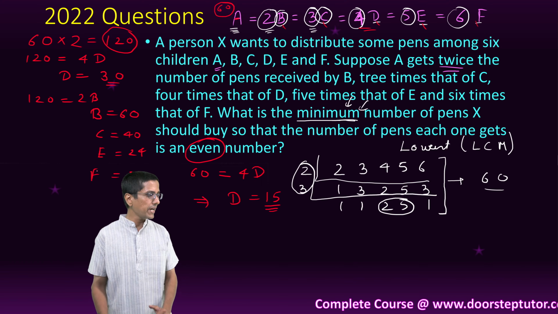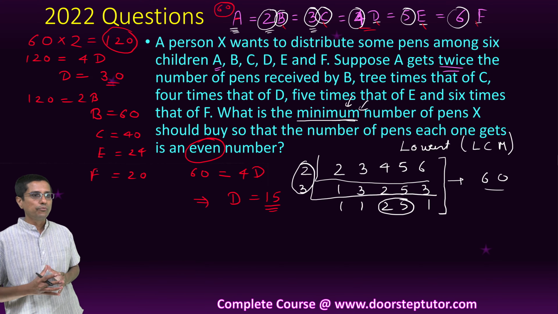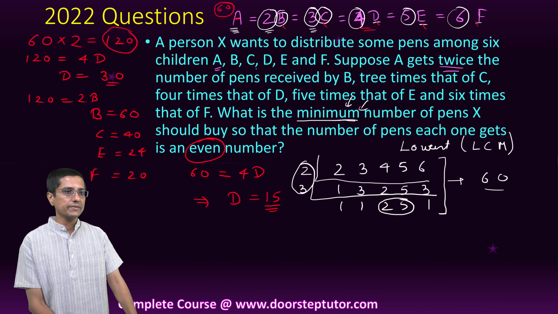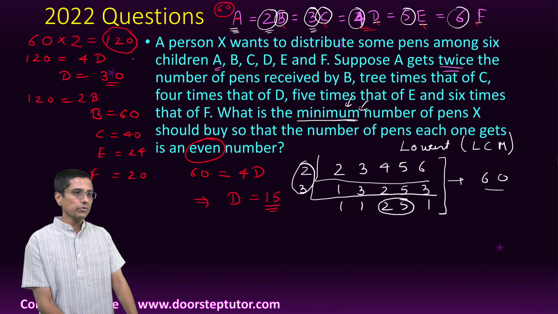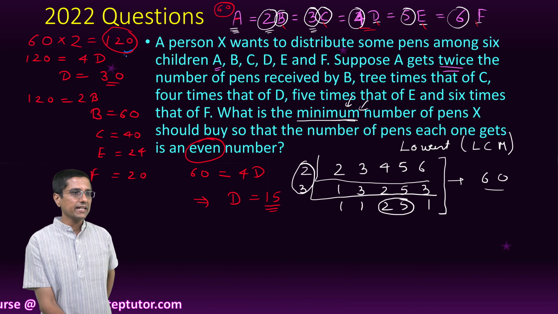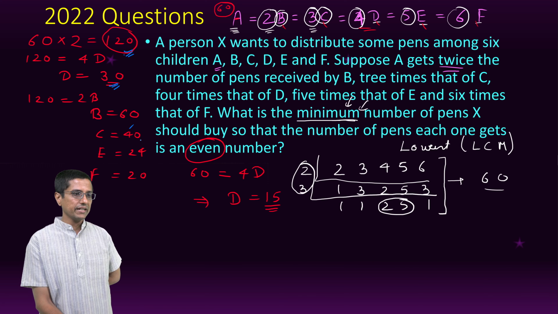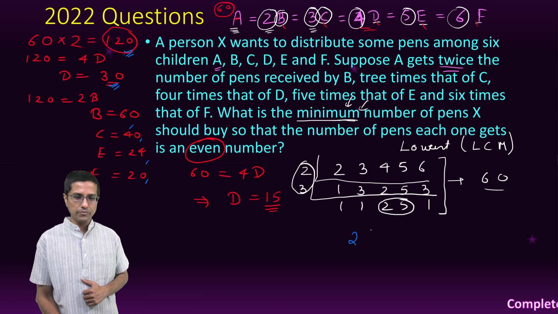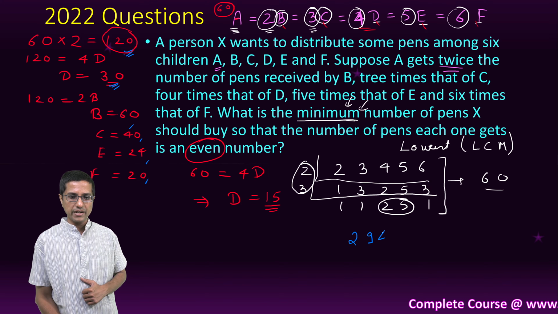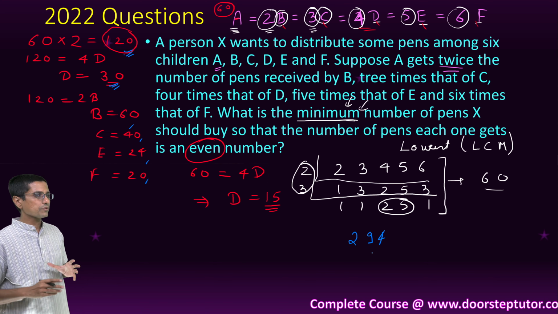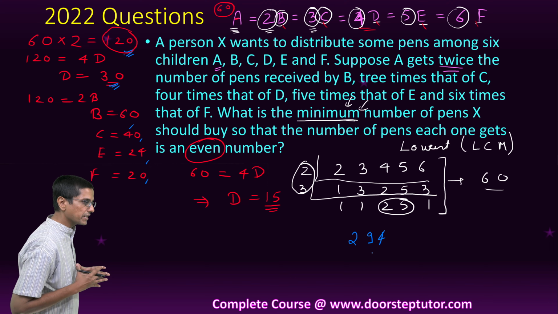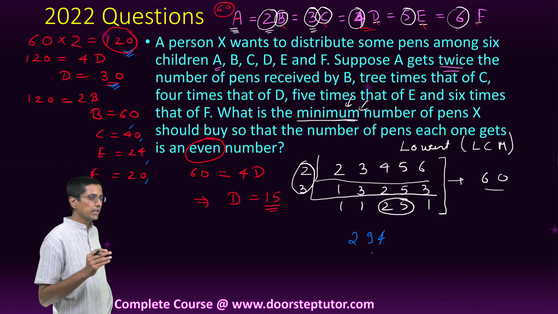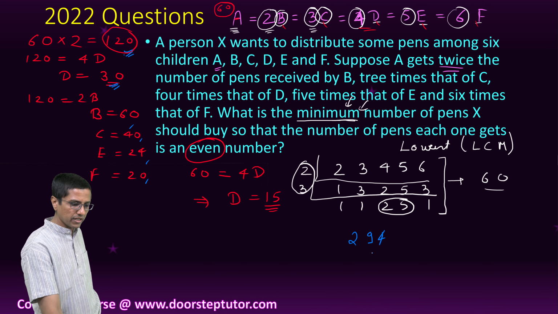Now what have I been required to do? I am required to find the sum of all these pens. So the sum can be found by adding 120 with 30, 60, 40, 24 and 20, and you can calculate this yourself. The answer would come out to be 924. So this question, although it looked very tricky, is actually very simple, involving no difficult computations.